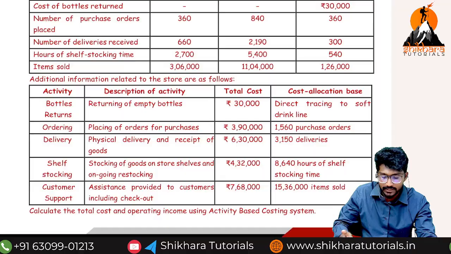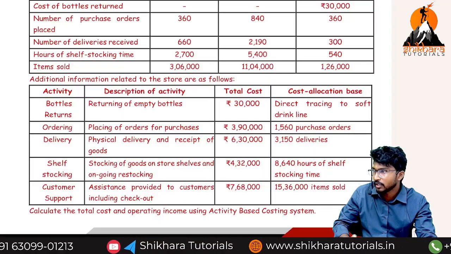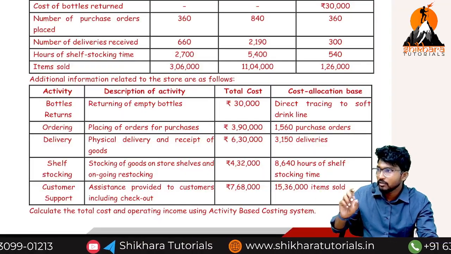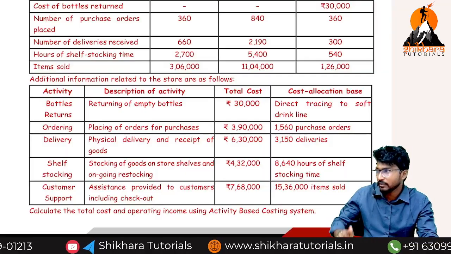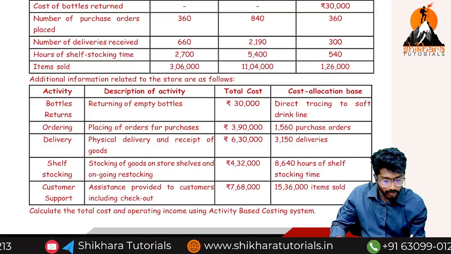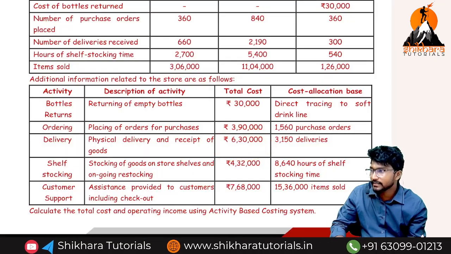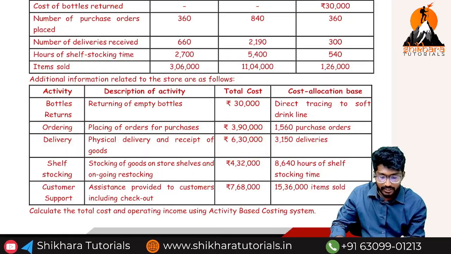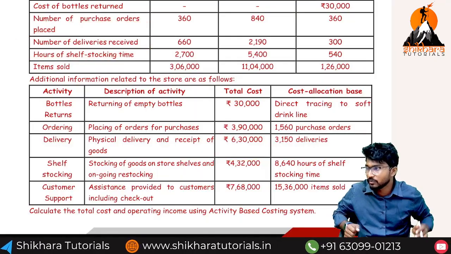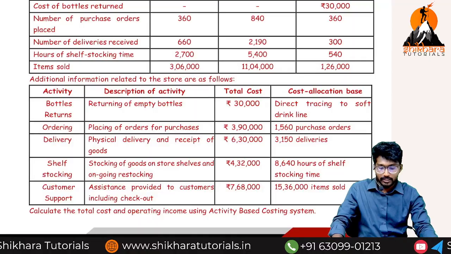Next, delivery. It is nothing but physical delivery and receipt of goods. After producing, you have to deliver it to the customer. So how much? What is the total cost? 6,30,000. And what is the cost driver? Number of deliveries received.